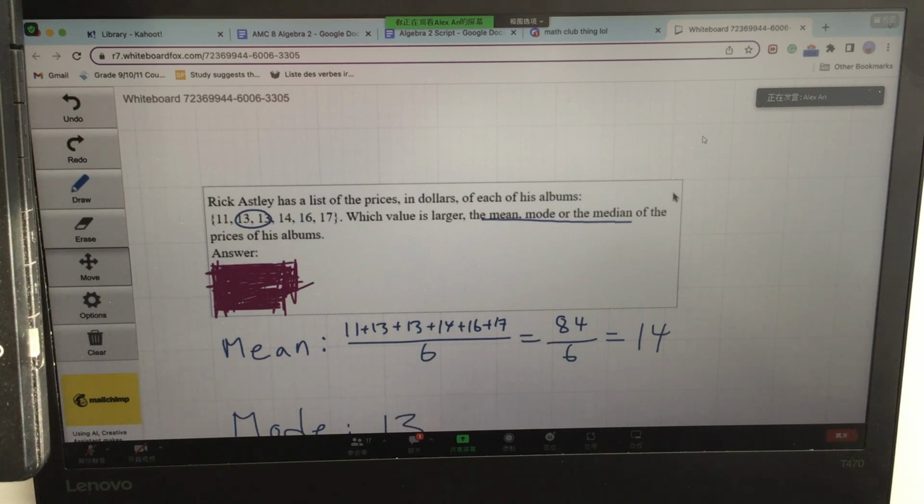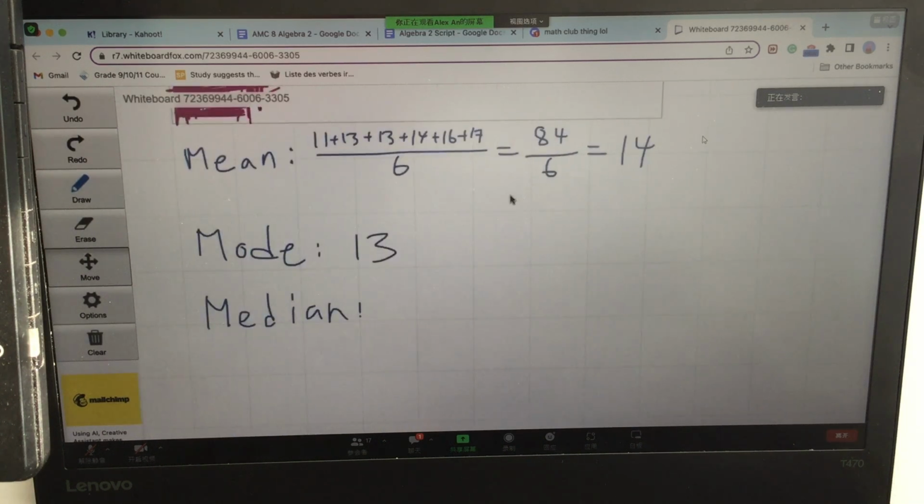And the median is, well, median. Oh, wait, I forgot to put this down. There. So the median, in this case, there's an even number of terms, so it's the average of the 2 middle terms. So it's just the average of 13 and 14, which is 13.5. And if you look at all of these, you see that 14 is the biggest.